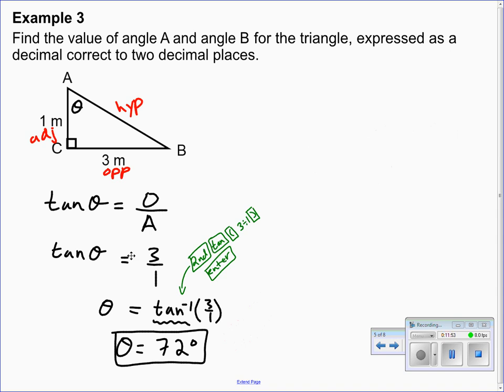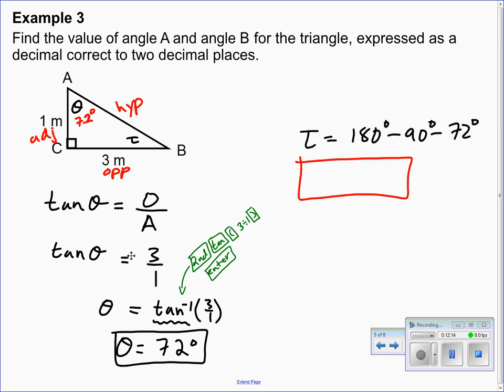Now, once we've done that, we have theta is 72. So I could rewrite theta and put 72 degrees here, right? I can find my angle here. Let me call it, are you ready for this? I'm going to call it tau. Tau is going to equal the following. Tau is going to be 180 minus 90 minus 72, which gives us 18 degrees. And have we solved the triangle?